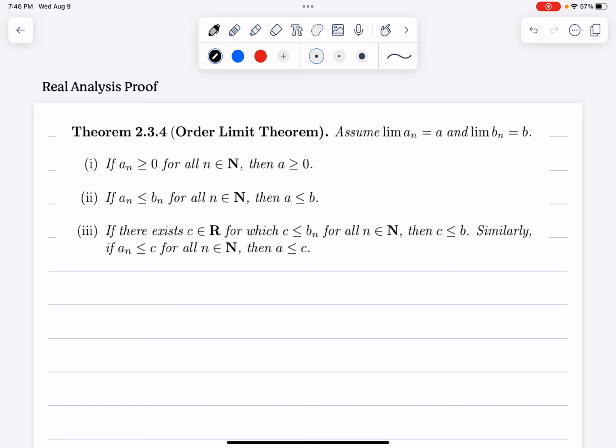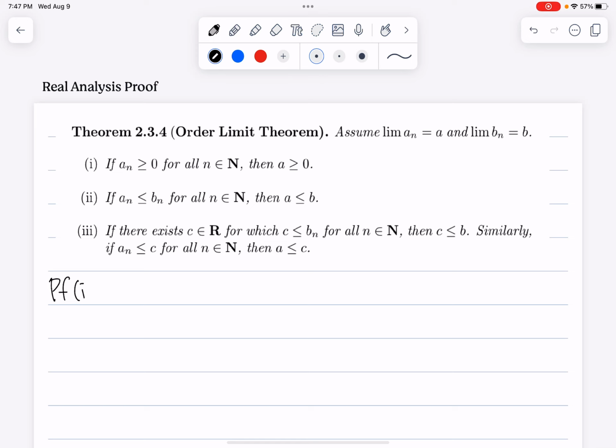And the third part states that if there exists a real number c such that c is less than or equal to every term in the sequence bn, then c is less than or equal to b. Similarly, if there is a c that is greater than or equal to each term of the sequence an, then the limit of the sequence an is less than or equal to c. So let's dive right into the proof.